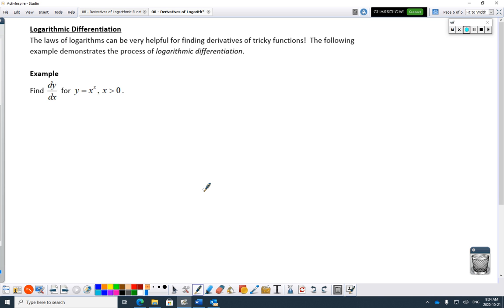You see, we've got some nice rules now. We've got a rule for when x is the base and the exponent's a number.